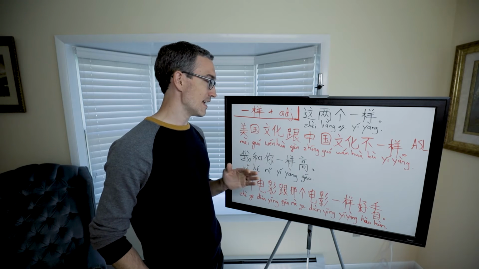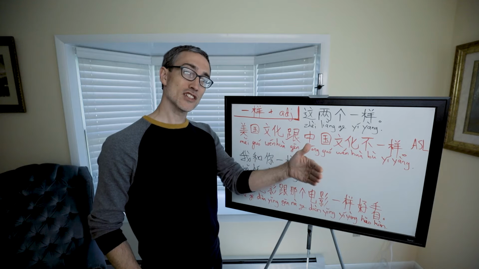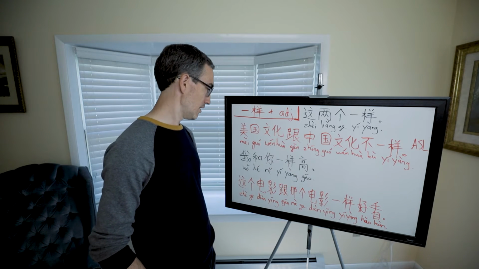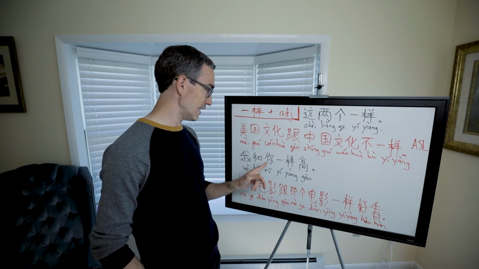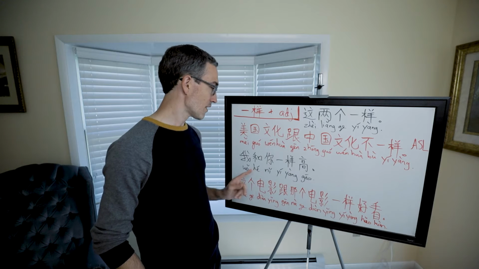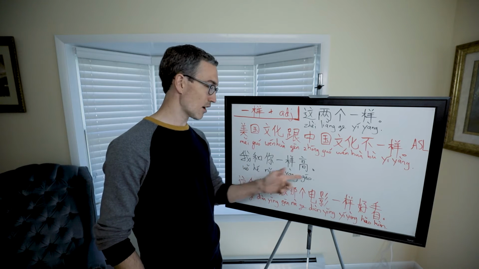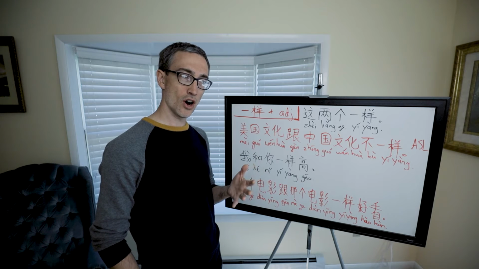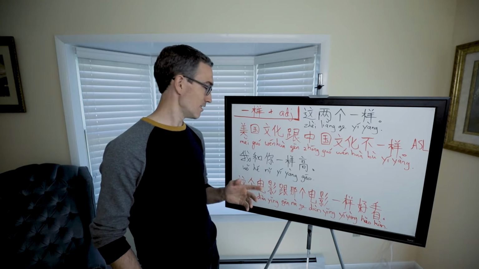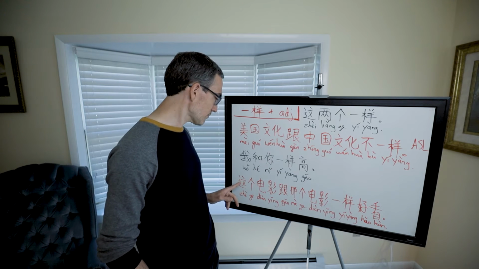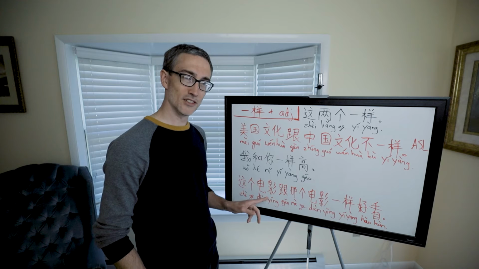Now we're going to talk about saying the same adjective, which means equally adjective. In English, we would say equally. So 我和你一样高. 我和你一样高. You can probably guess, 高 means tall. What does that mean? I and you are equally tall. We're the same height. 我和你一样高. We are equally tall.